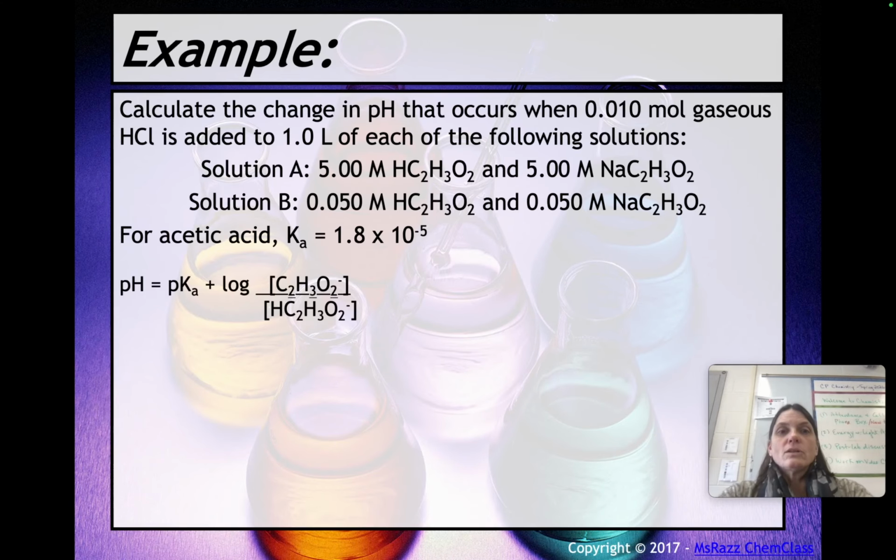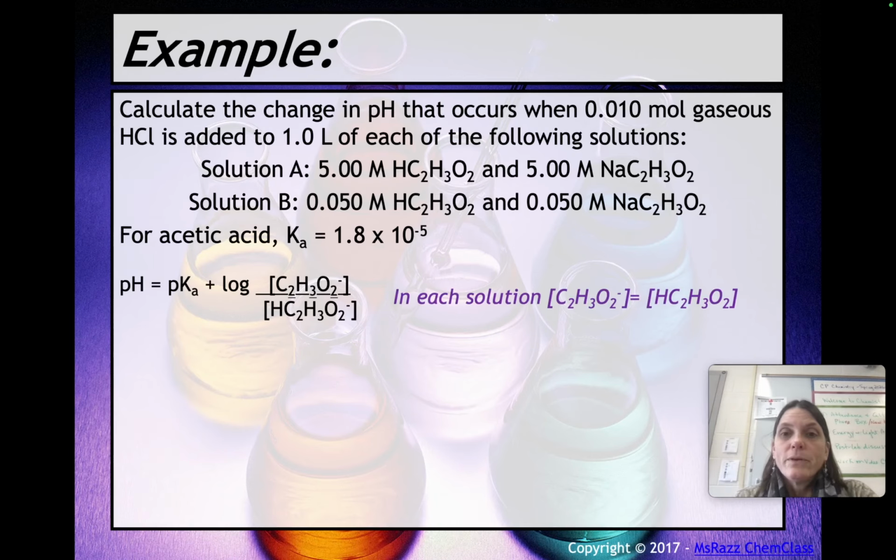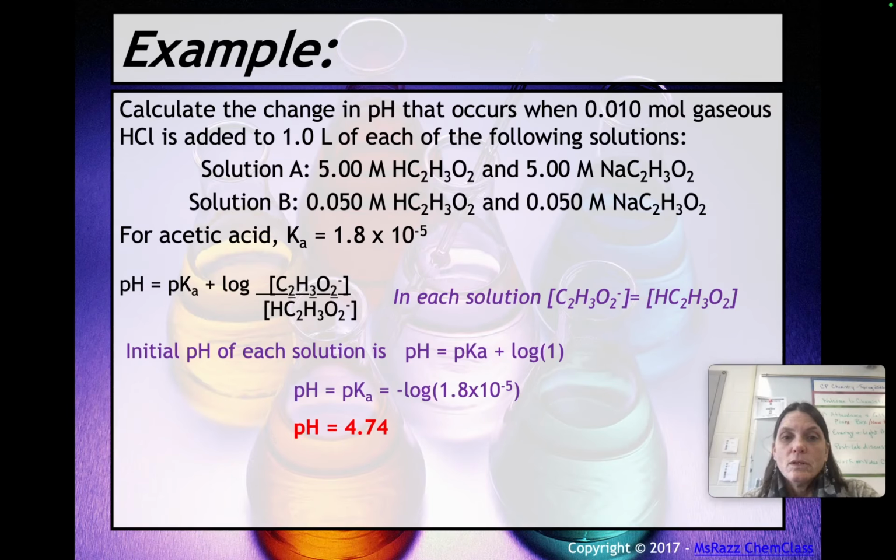Here's our Henderson-Hasselbalch equation: pH equals pKa plus the log of the acetate ion concentration over the acetic acid concentration. In each solution they're equal to each other, so the pH is going to be equal to the pKa for both of those. So far so good.